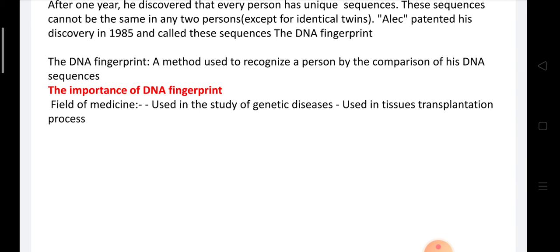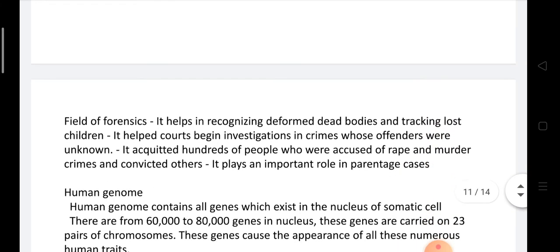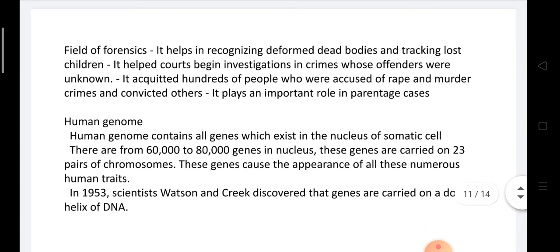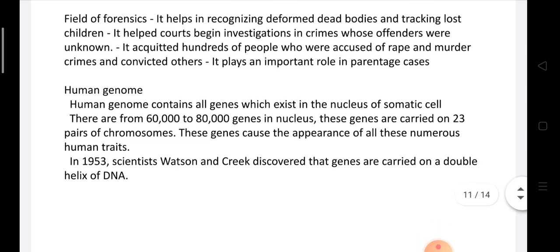Importance of DNA fingerprint. In the field of medicine, it is used in the study of genetic diseases and in the tissue transplantation process. In the field of forensics, it helps recognize deformed dead bodies and track lost children. It helped courts begin investigations in crimes whose offenders were unknown. It identified hundreds of people accused of rape and murder crimes and convicted others. It plays an important role in parentage cases.